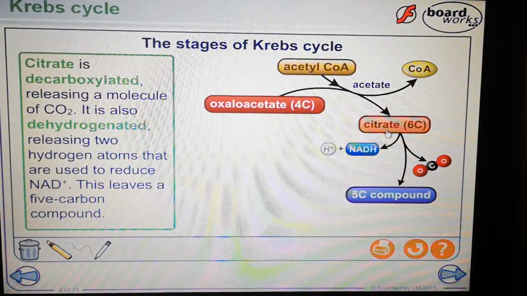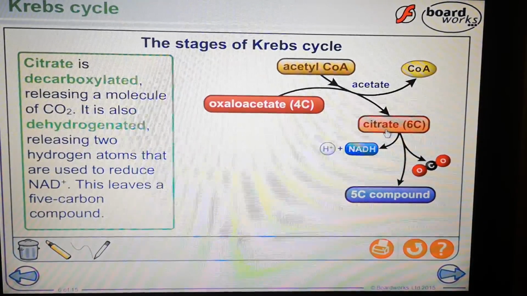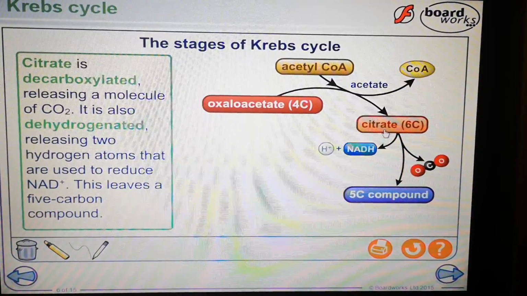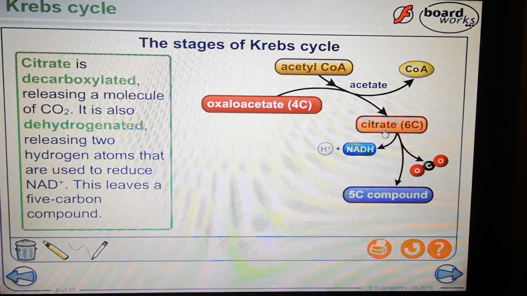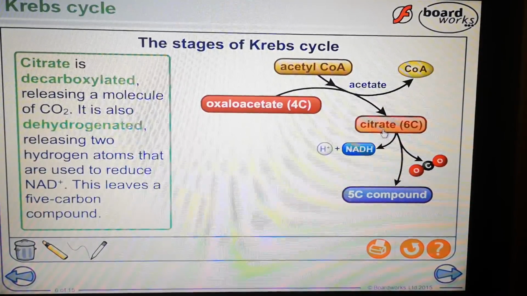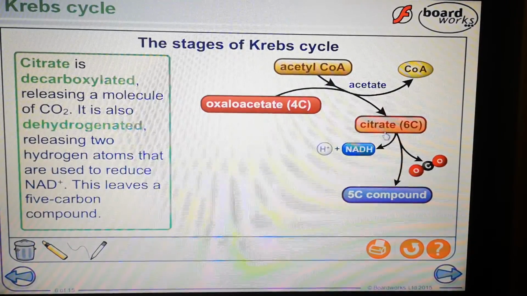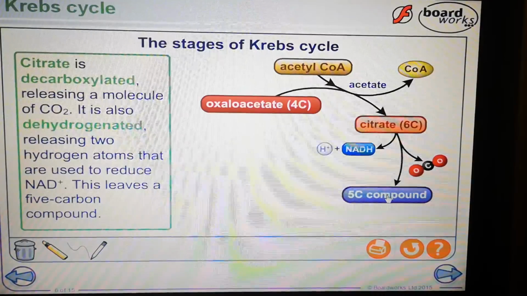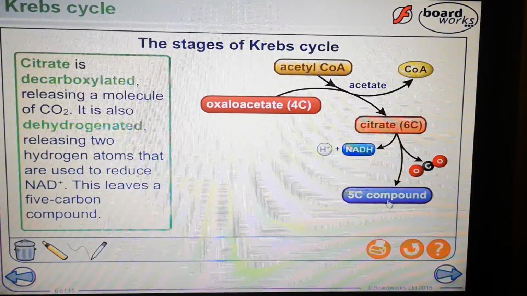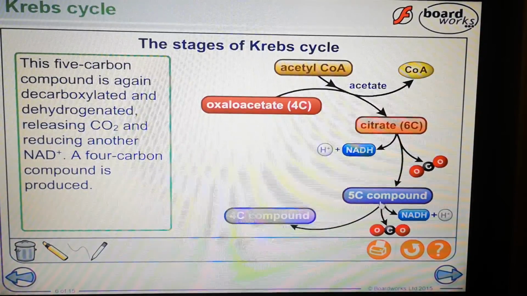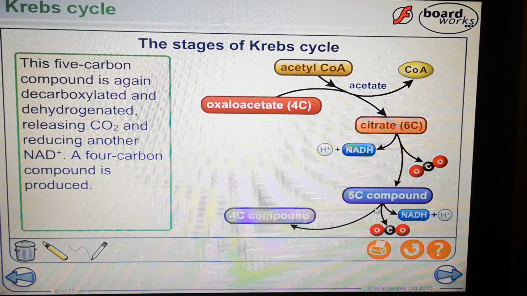Citrate then loses a carbon dioxide and it loses a hydrogen. Now, when it loses a carbon dioxide, we say that's called decarboxylation. And when it loses a hydrogen, we say that's called dehydrogenation. So as a result of dehydrogenation and decarboxylation, our 6-carbon compound has now turned into a 5-carbon compound. At this level, you don't need to know the name of that 5-carbon compound. That 5-carbon compound will undergo another series of decarboxylation and dehydrogenation, and that turns into a 4-carbon compound.